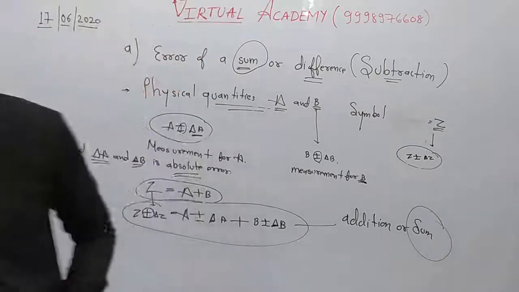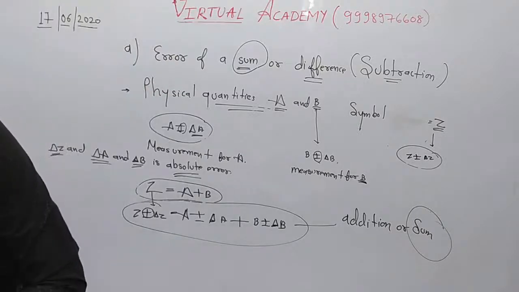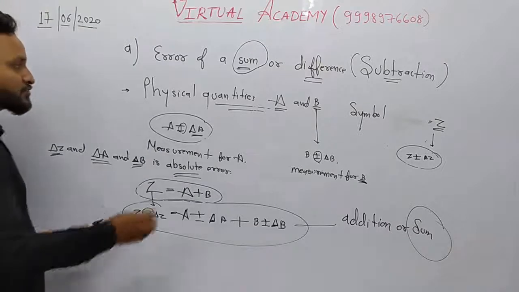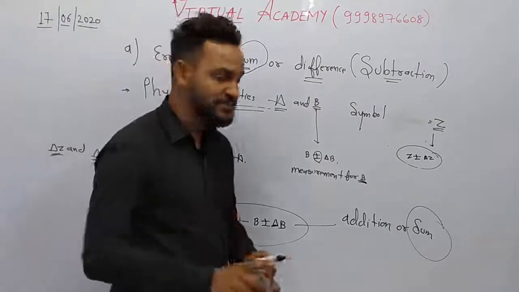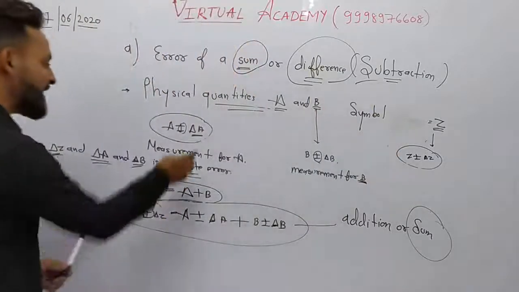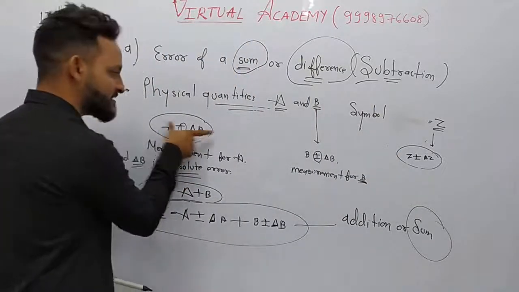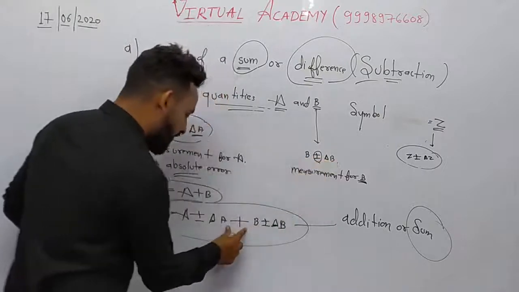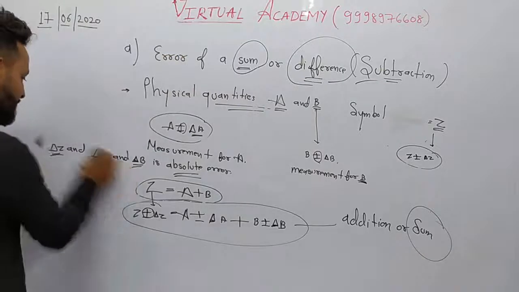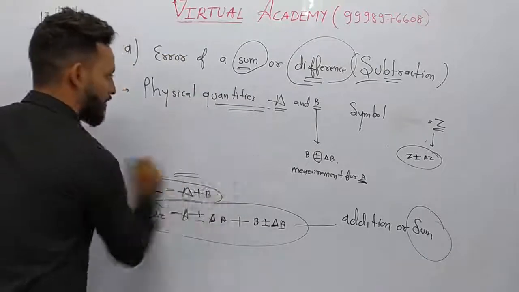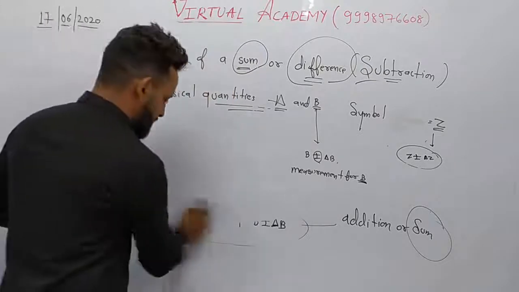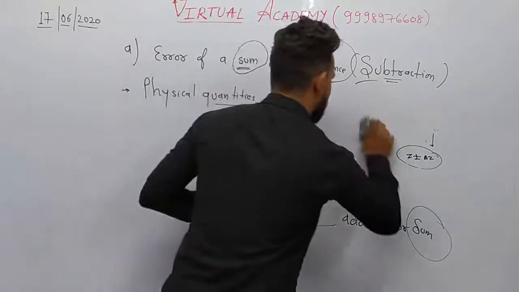After that, dear student, we have to go for subtraction. Then we have to follow the same procedure. Now we are going for the difference or the subtraction. This equation is the same as it is, but in place of addition, we have to put subtraction. Like that, we have the same thing, physical quantities A and B.